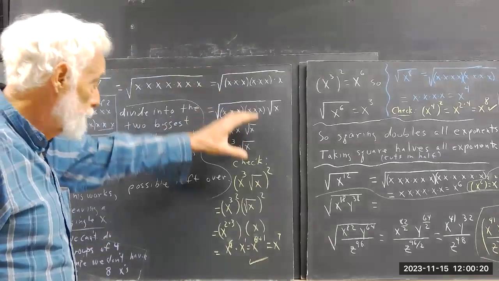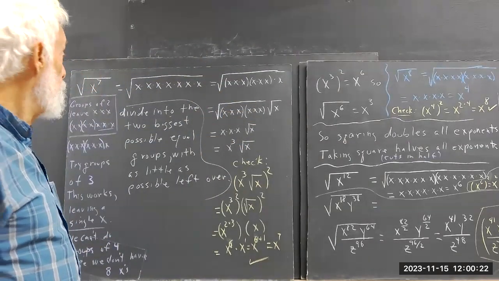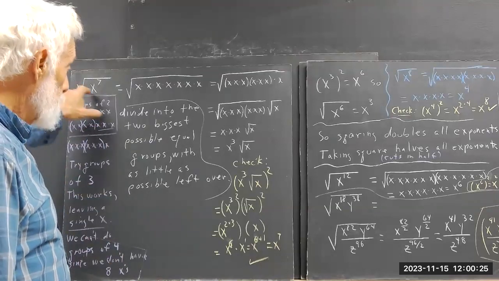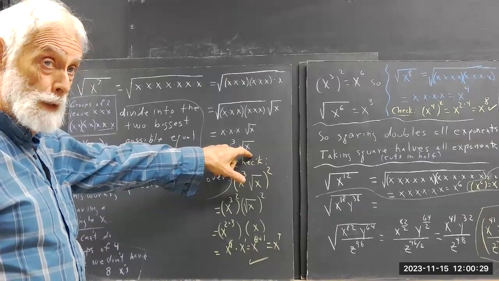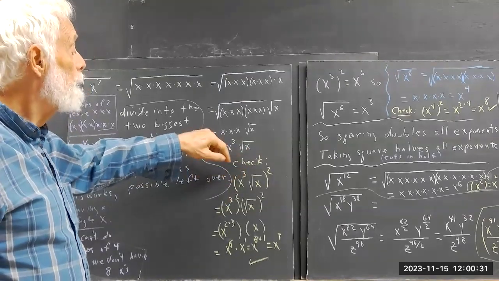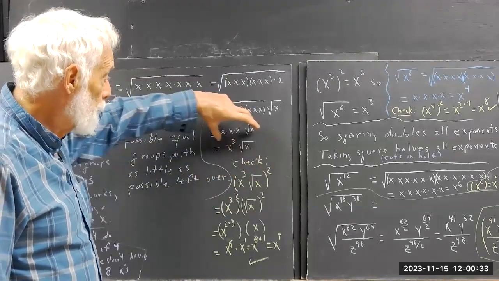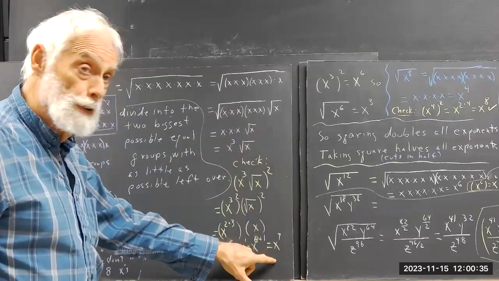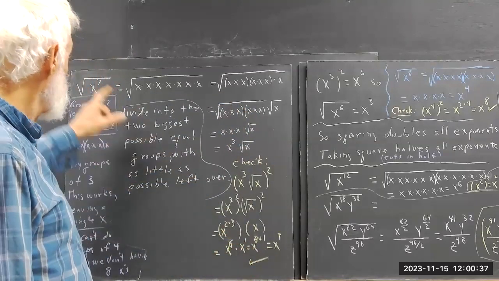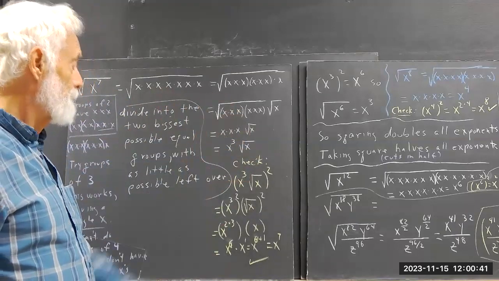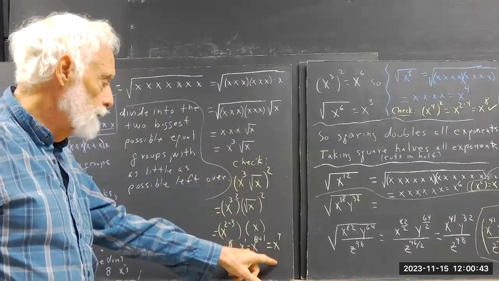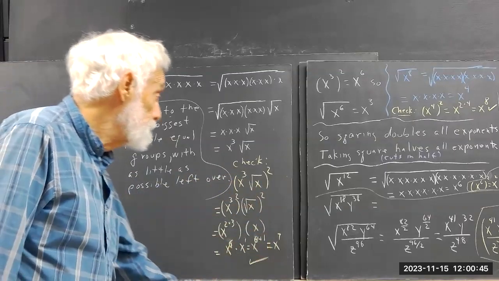So by this whole process, we see the square root of x to the 7th is x cubed times the square root of x. And we check that. See that if we square this, we get x to the 7th. So the square root of x to the 7th is x cubed square root of x, because if we square x cubed square root of x, we get x to the 7th.